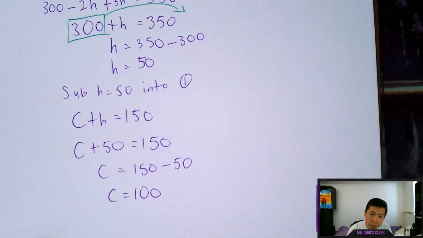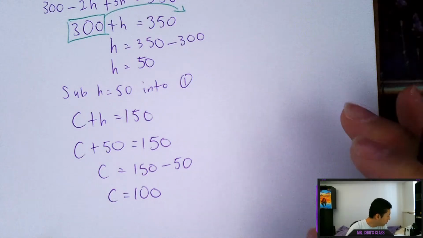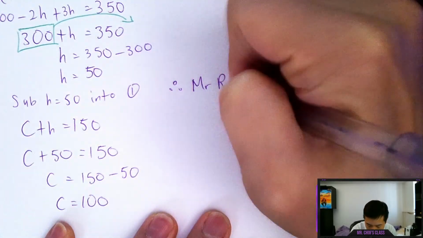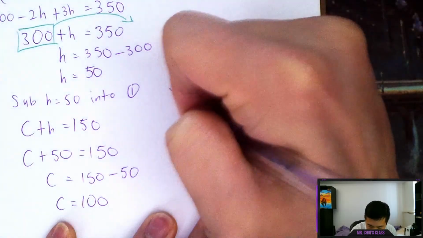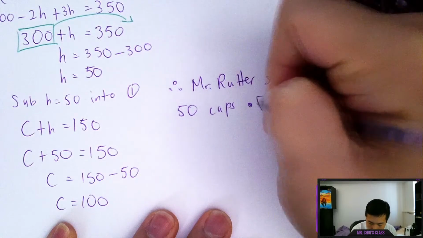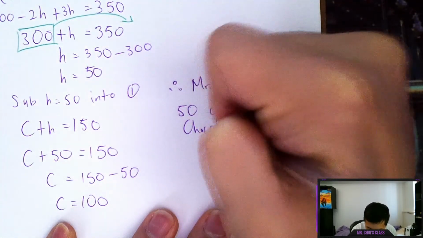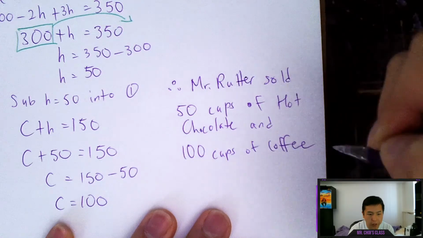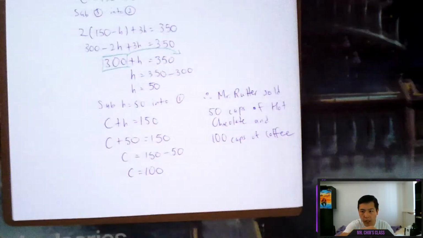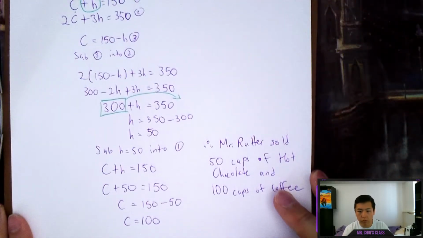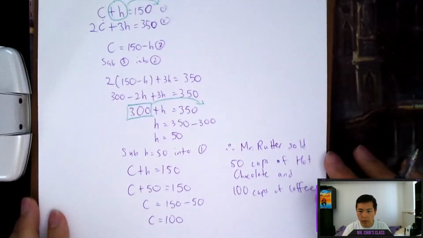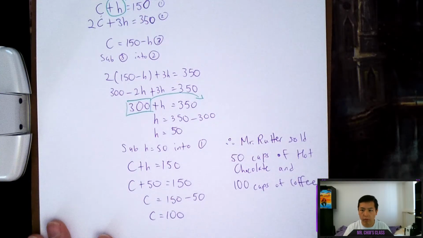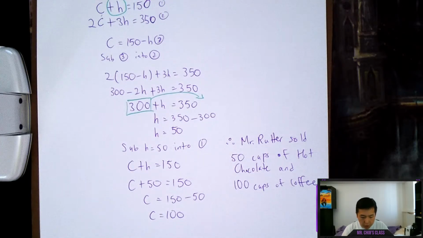The question asked how much hot chocolate and how much coffee did Mr. Rudder sell? So we would say, therefore, Mr. Rudder sold 50 cups of hot chocolate and 100 cups of coffee. And there's your full answer to this question. So there's your full solution to this problem here.